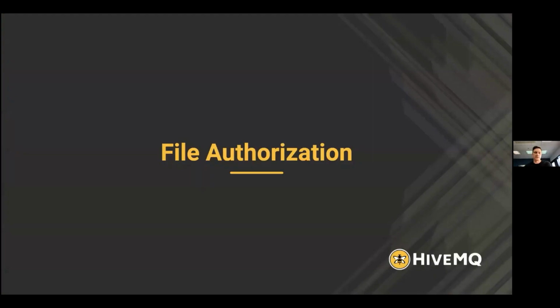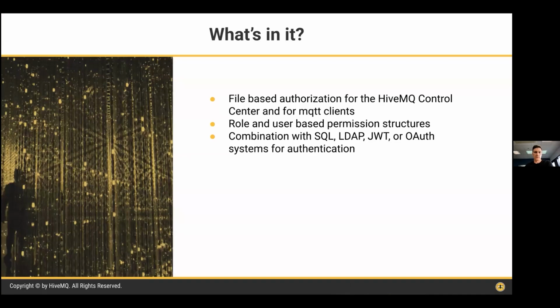Next one is file authorization. Why would you need something like this? You usually have a centralized system, so we have big servers. File authorization seems a little bit off if you look at it from a faraway perspective, but actually it is not. First, what does it contain? It contains file-based authorization information for the HiveMQ Control Center and for MQTT clients. So both branches that are secured by ESE can now use authorization information from files.